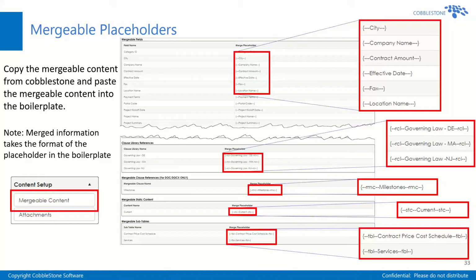And what we need to do is copy each of these placeholders and paste them into their appropriate location back in that Word document we looked at that was all highlighted.